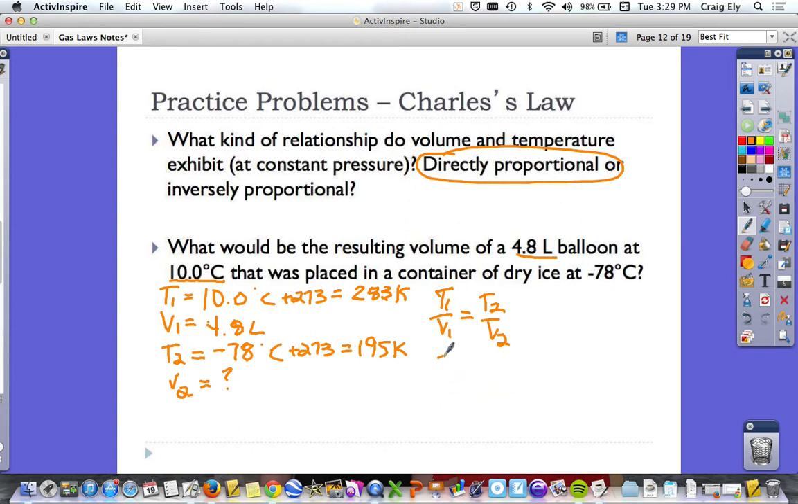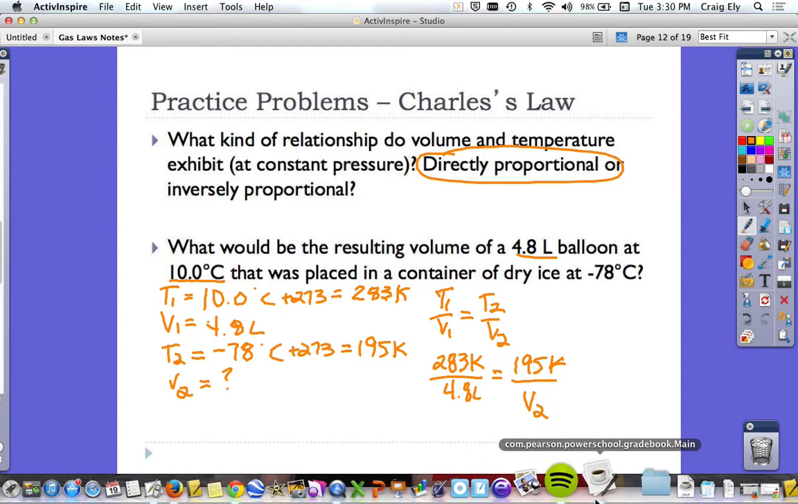We have 283 Kelvin over 4.8 liters, and we have 195 Kelvin over our V2. That's what we're calculating. Okay, so this might look a little bit confusing. It's really not that difficult.